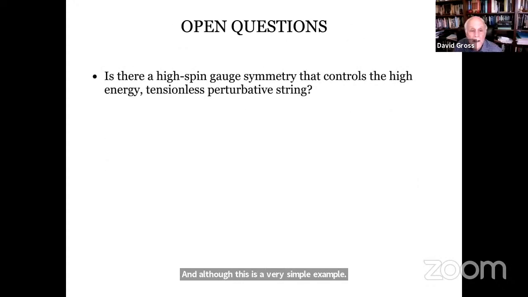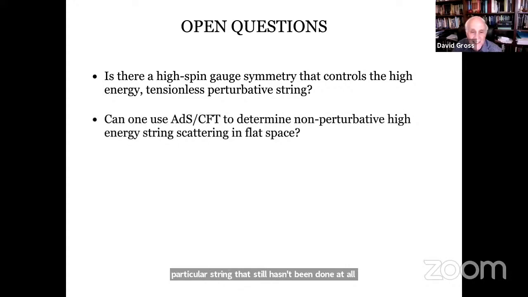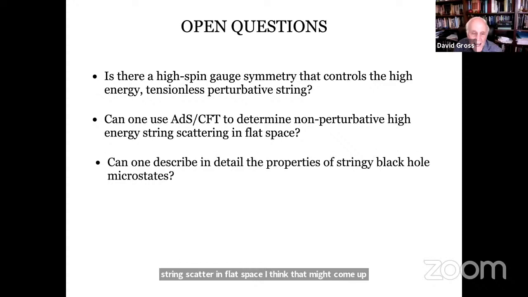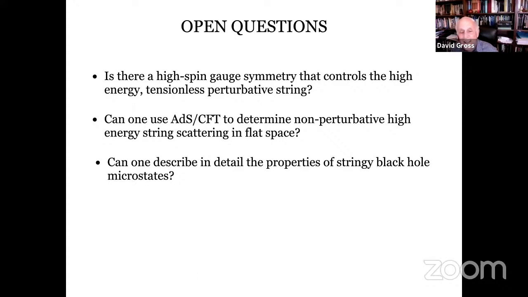So my original goal way back was to find a high spin symmetry that controls a high energy tensionless perturbative string. That still hasn't been done at all. I was always hoping that AdS/CFT could be used to determine the non-perturbative high energy string scattering in flat space. I think that might come up in the discussion. Hasn't been done. And I'm quite excited by the ability, perhaps, to take the one theory which has an enormous number of explicitly treatable perturbative states which might correspond to black holes and discuss in detail their properties, chaos, their decays, and so on and so on. So I'll leave it there. Thank you.